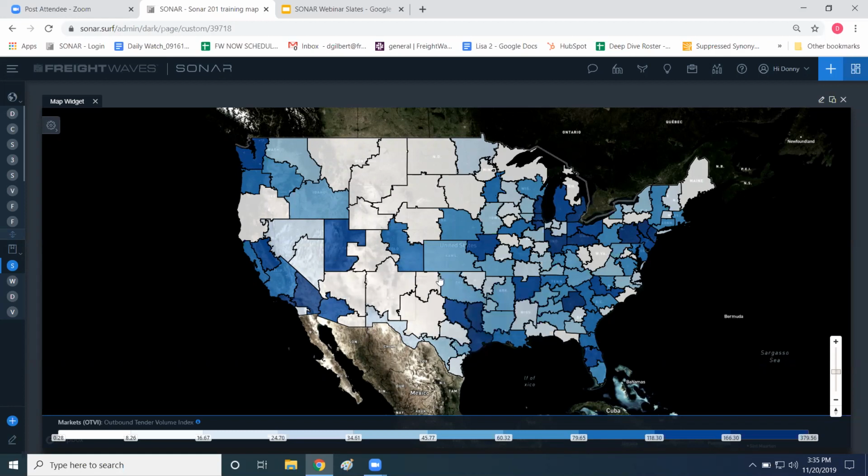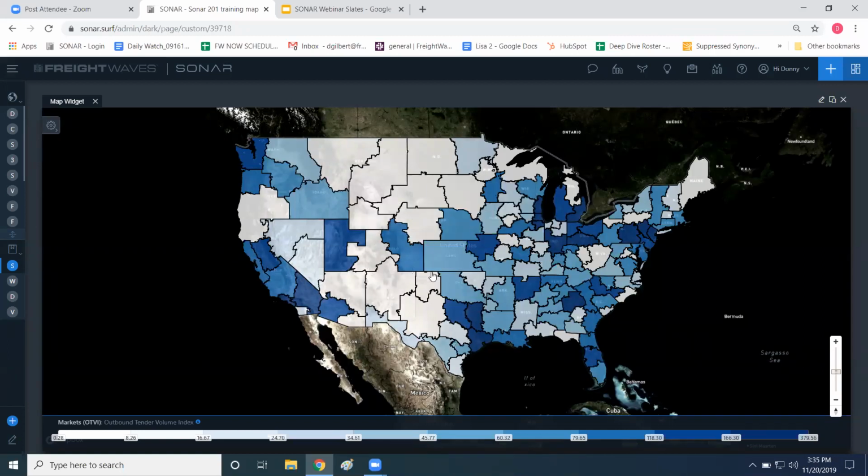So they want to run their trucks towards the larger markets because there's a lot more freight there, giving them a higher probability of turning their trucks around. So we look at maps, and of course we have these maps for all of our indices, outbound tender volumes, inbound tender volumes. Inbound tender volumes is a similar map like this, but it lets us know where the loads are going to as opposed to where the loads are coming out of.